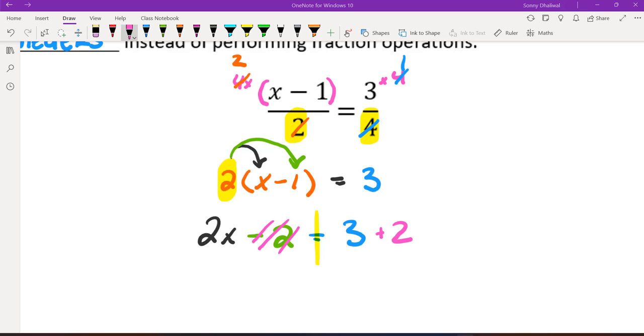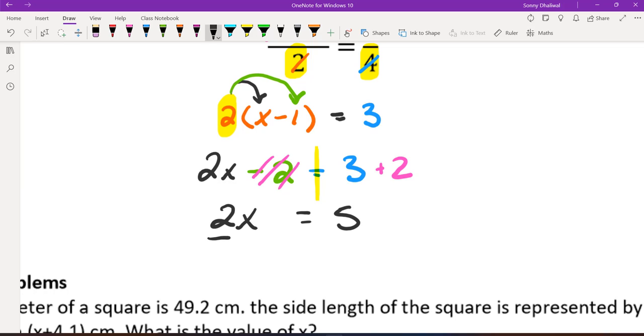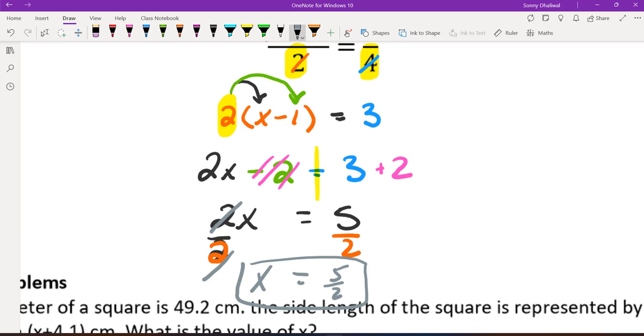So now we clean this up. We have a 2x sitting here, and we have a 3 plus 2, which is just 5. Now what do we do with this 2 sitting here? Divide by 2, just like we did before. It's 2 times x. The opposite of timesing is dividing. So let's just switch colors here. Divide by 2. Divide by 2. The 2's are gone. X is 5 over 2. And we are done. Okay?